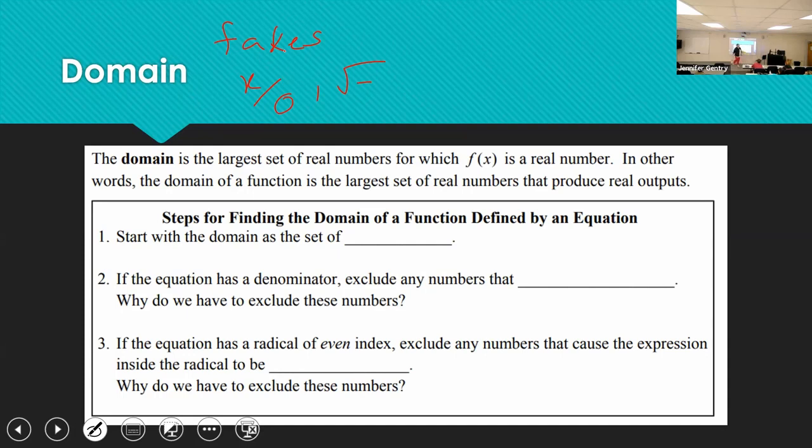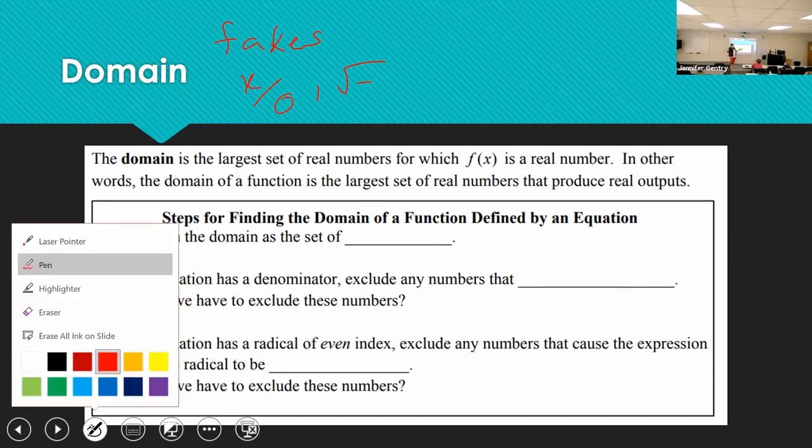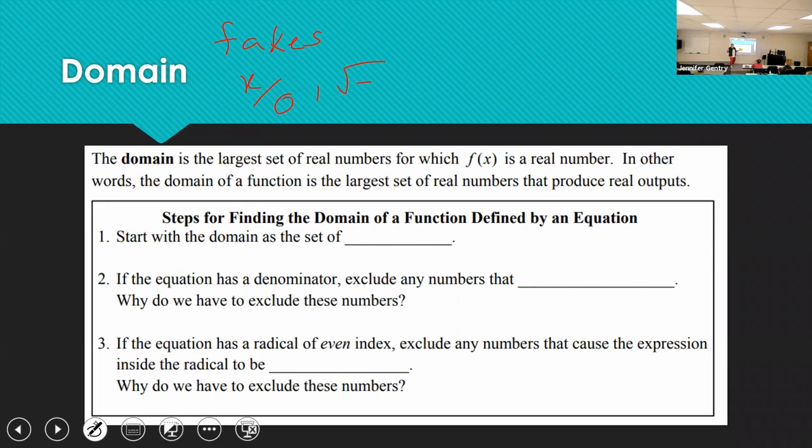Steps for finding the domain. What would you start with? Just start out with everything. You start out with the set of all real numbers, negative infinity to infinity. You're going to start with everything and you're going to subtract. You're going to start taking numbers away.